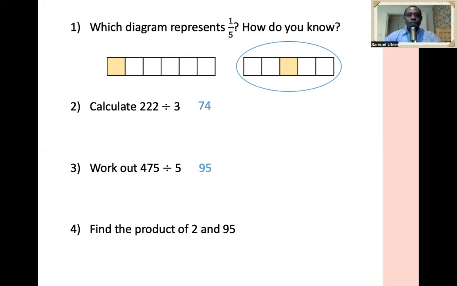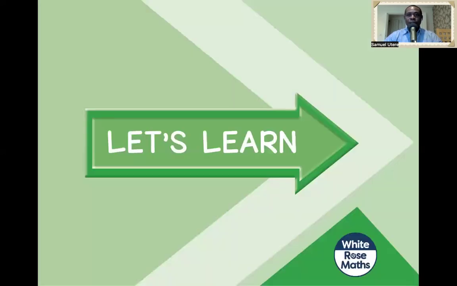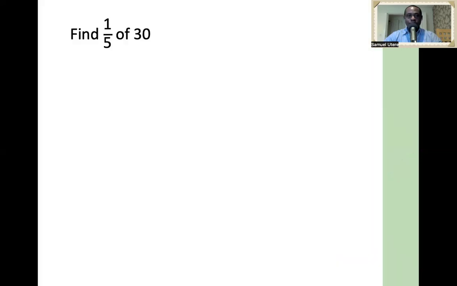Next, find the product of 2 and 95. So I had mentioned this in our previous lessons. When you see the word product in maths, it means to multiply. So the product of 2 and 95 means multiply 2 and 95, and that will give you 190. Okay, let's do our new learning for this lesson.